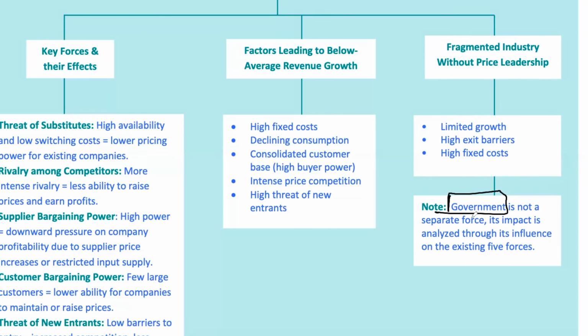One more thing, the government isn't considered a sixth competitive force because its impact can swing both ways. The real takeaway here is that the influence of the government should be evaluated through how its policies shape the other 5 forces in the competitive landscape.